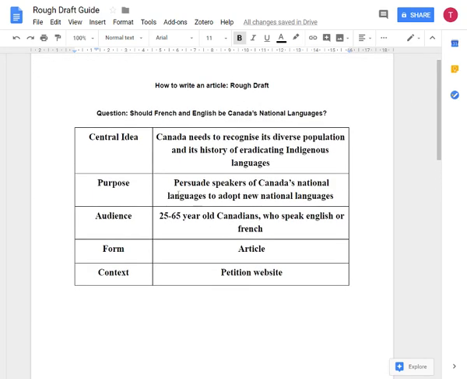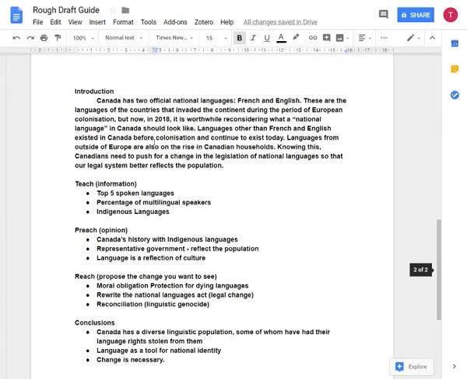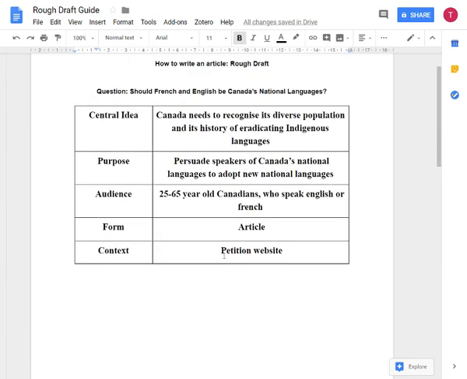It tells people what I want their opinion to be, and it has that important note. I'm trying to persuade speakers of Canadian national languages, French and English, that we need to start looking at our much more diverse population than the population was in 1867 when Canada became an official country, and also start focusing on repairing indigenous languages. So, am I doing that? Well, I'm definitely telling them that we need to push for a change. I'm telling them, yeah, we need to push for that change. That makes sense in terms of my context because it's going to be on a petition website.